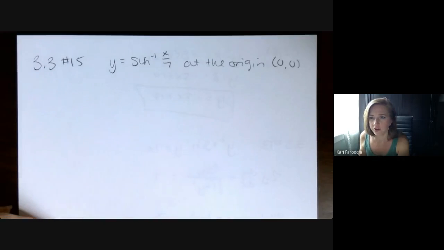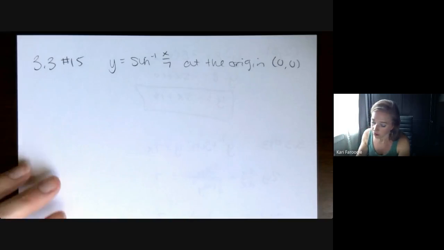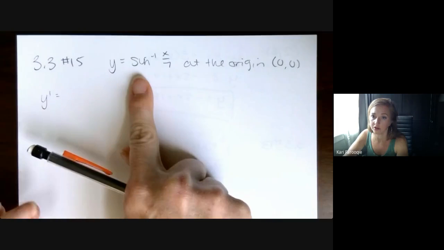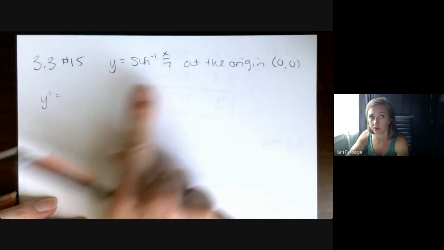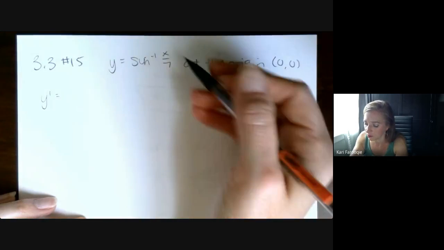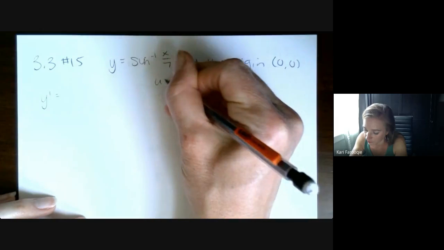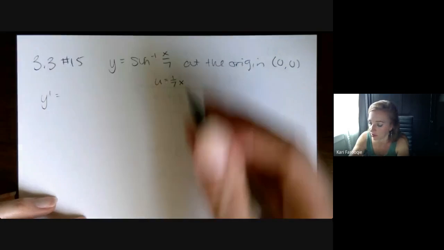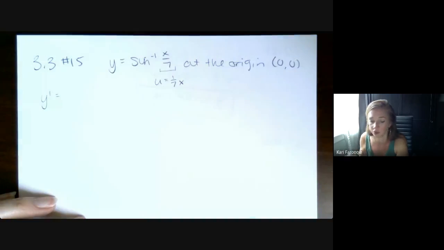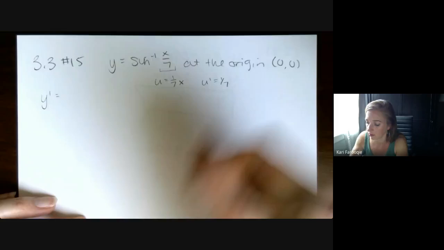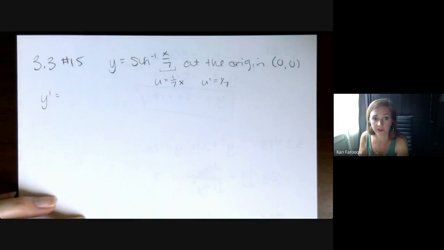All right, so find an equation for the tangent line. So we're finding the derivative. So y prime, in our case, we're using the formula for the inverse sine, which is u prime divided by the square root of 1 minus u squared. So if you think about u as being, instead of x over 7, as 1/7 x, you'll probably have an easier time. And then u prime, or du dx, is going to be 1/7.